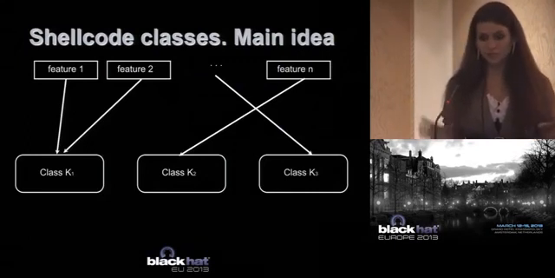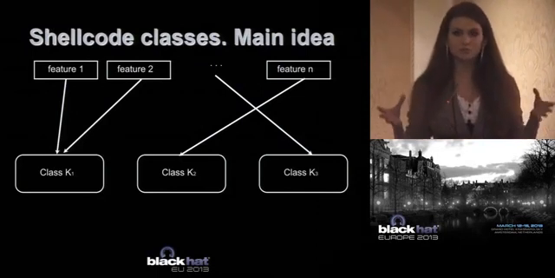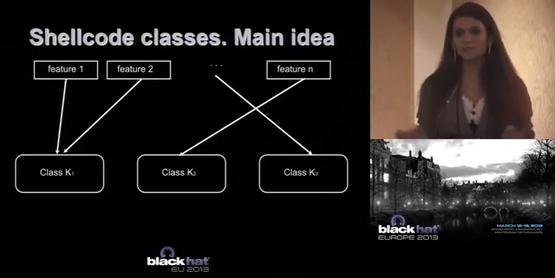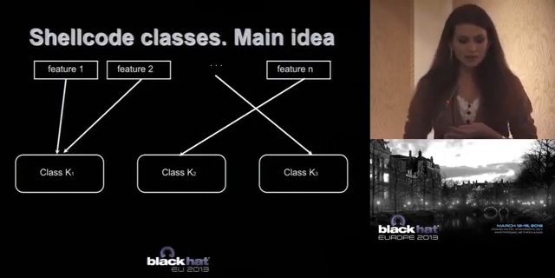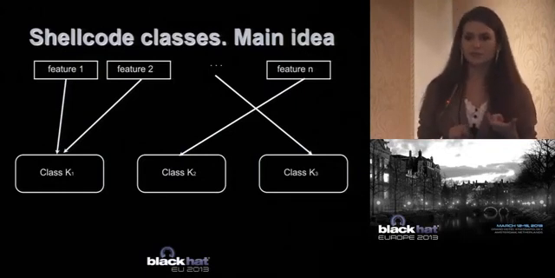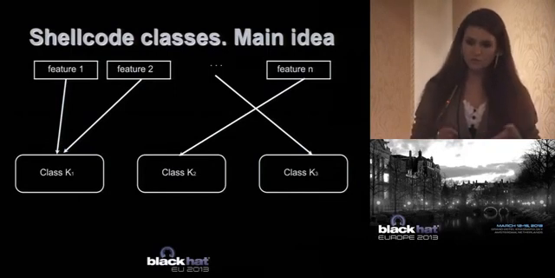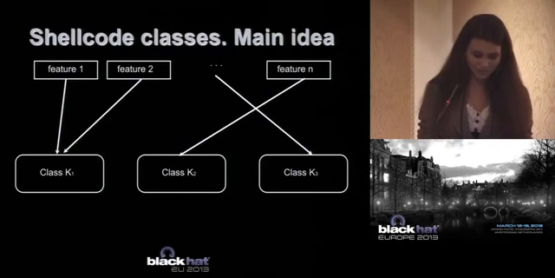Okay, so what do we have now? We have some set of features, and we want to split the overall shellcode space into some maybe partially overlapping classes. We have a requirement that each class should be identified by a unique set of shellcode features. So they could be overlapping, and thus every feature can be reflected in several classes simultaneously.